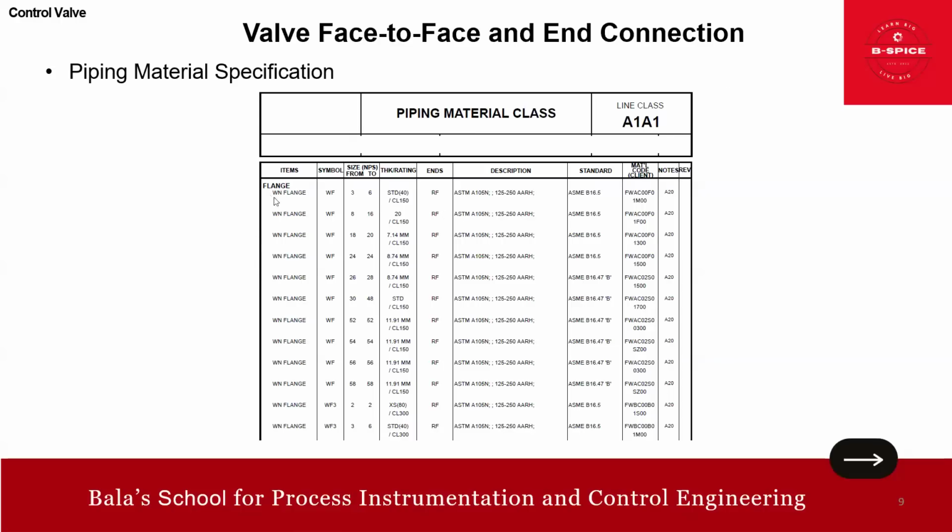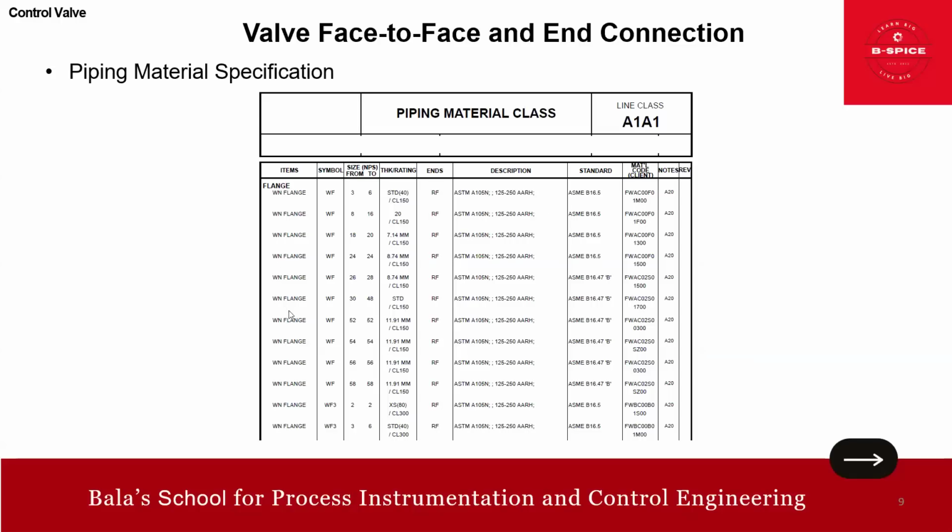Here you have to see flange. Yeah, this is my flange. You see size, it is applicable from 3 to 6. This is class 150. What is the end? Raised face. See the material: ASTM A105, 125 to 250 roughness average, and ASME B16.5. Got it, friends? And this is the material code.